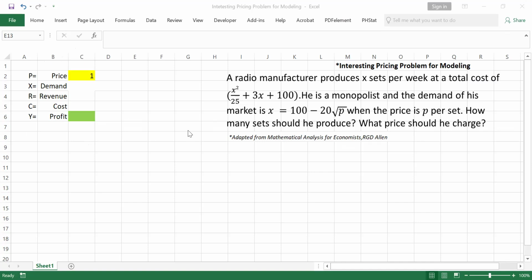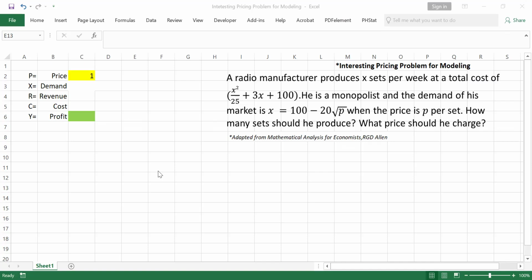A radio manufacturer produces X sets per week at a total cost of X squared upon 25 plus 3X plus 100. He is a monopolist and the demand of his market is X equals 100 minus 20 times root P, when the price is P per set. How many sets should he produce? What price should he charge?